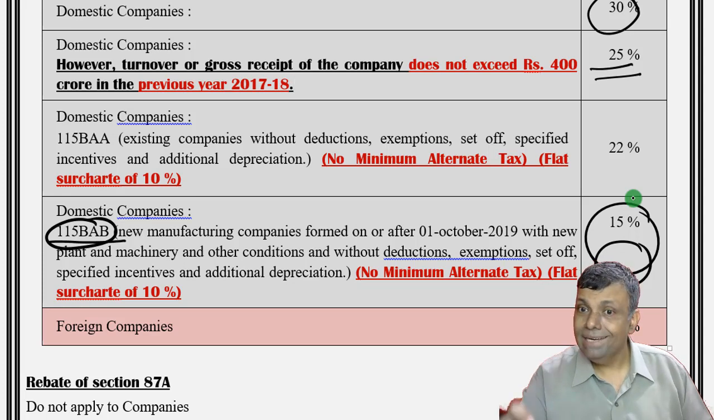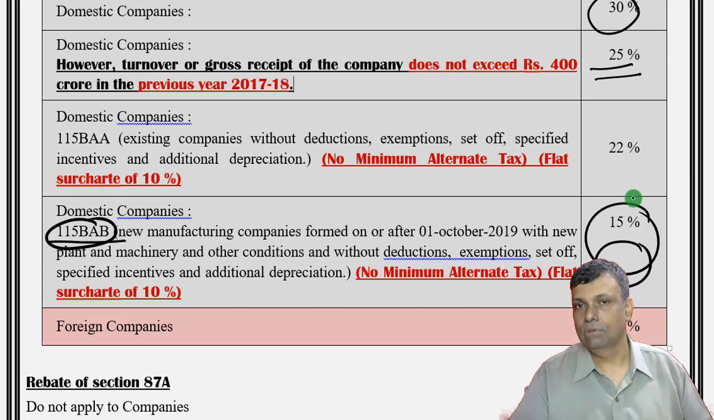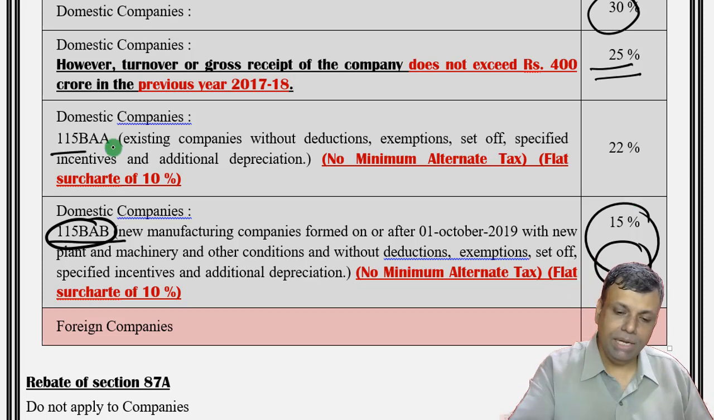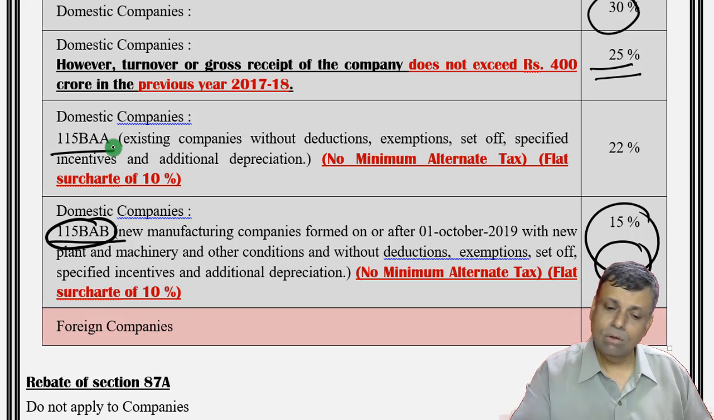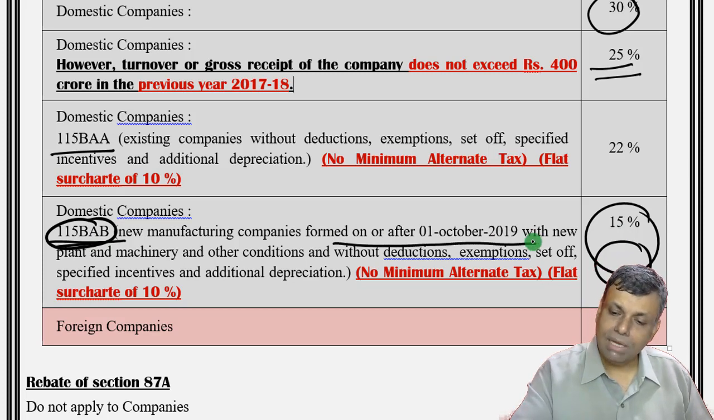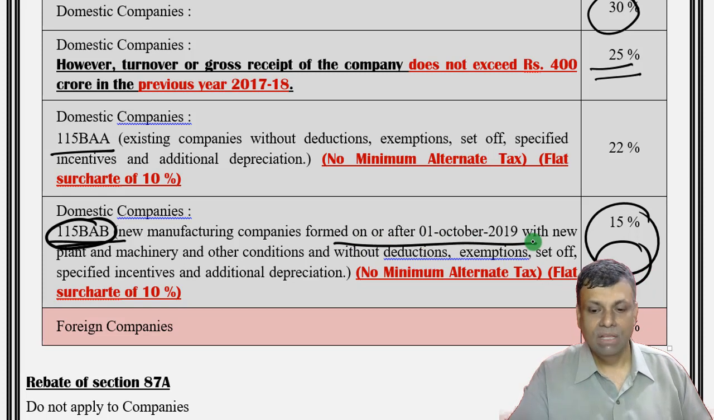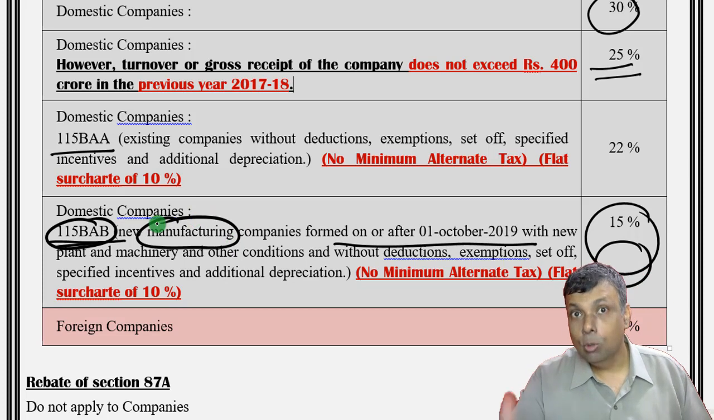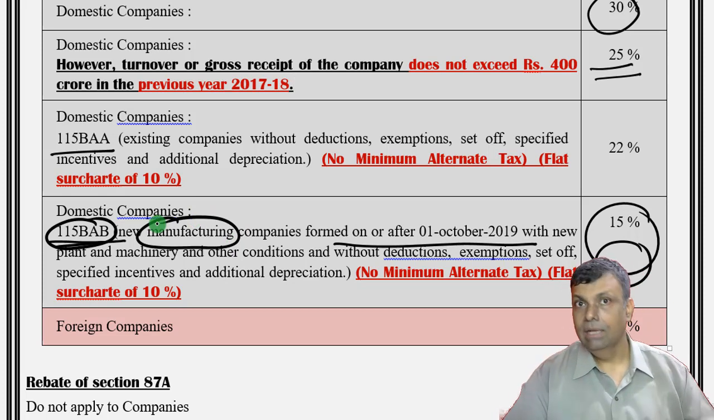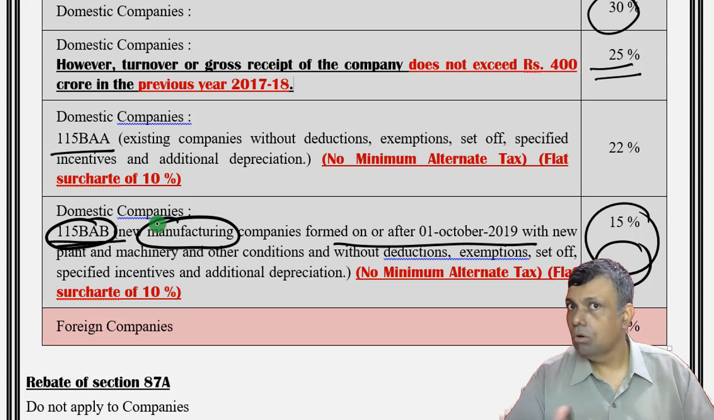But friends, in India, it is subject to conditions. First of all, one of the conditions is the same as the BAA condition: no specified deductions, no exemptions. So that remains the same. Further, this particular BAB has extra conditions because there is a concession in terms of the tax rate. It has to be newly formed after 1st October 2019. It should be a new manufacturing company, basically a new domestic manufacturing company. That means the old existing companies are not covered by this particular scheme of the government.